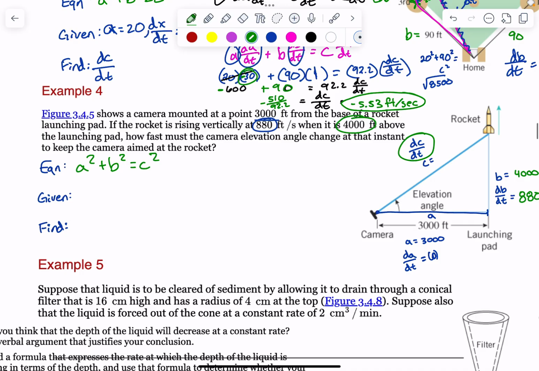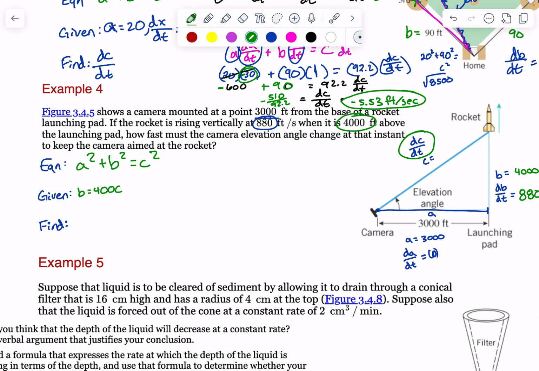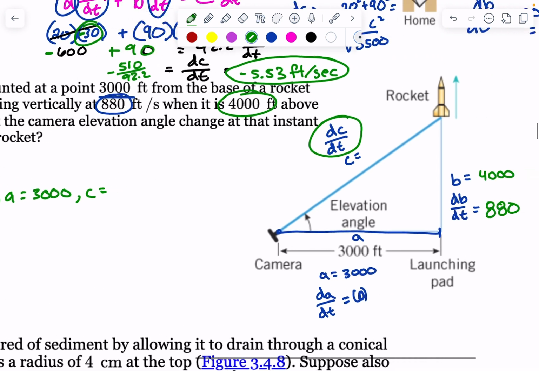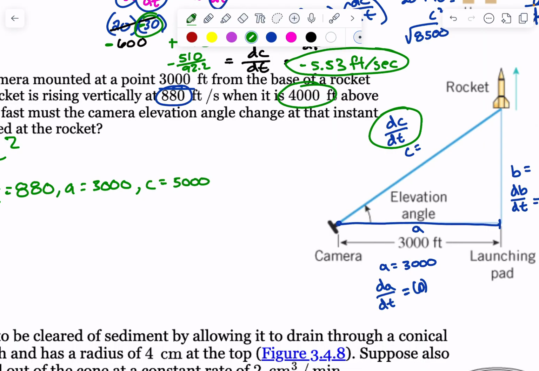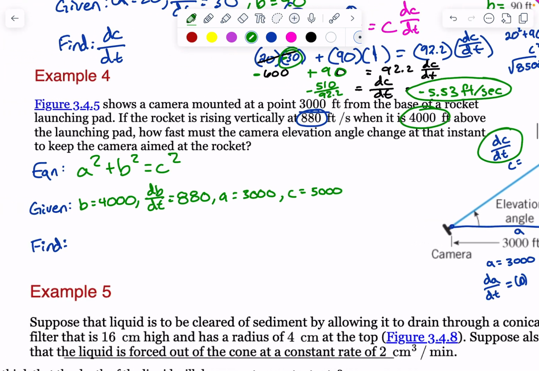Given: we know that B equals 4,000. We know that dB/dt is 880. We know that A equals 3,000. I guess we know dA/dt, kind of. We do know C. We don't know C, but we do know C. 3, 4, 5. It's 5,000, right? 3, 4, 5. Okay. We're finding dC/dt.